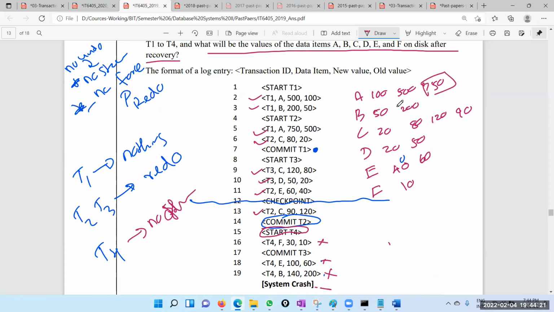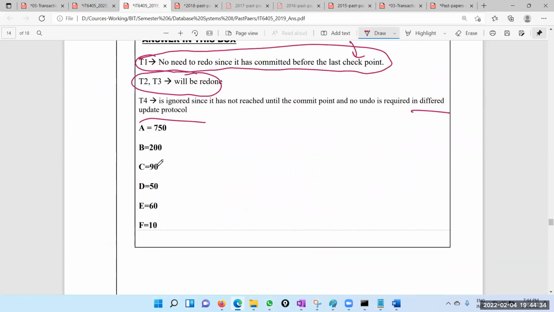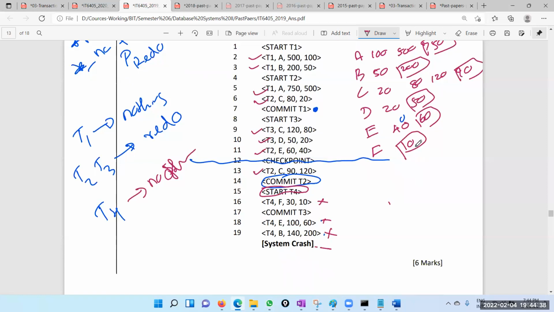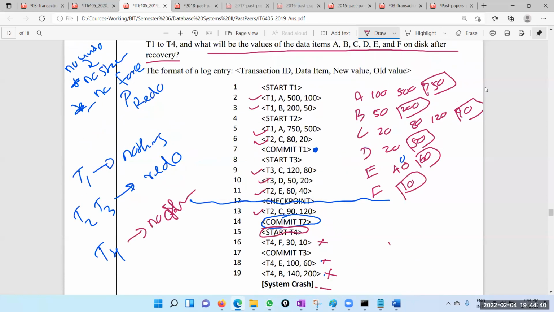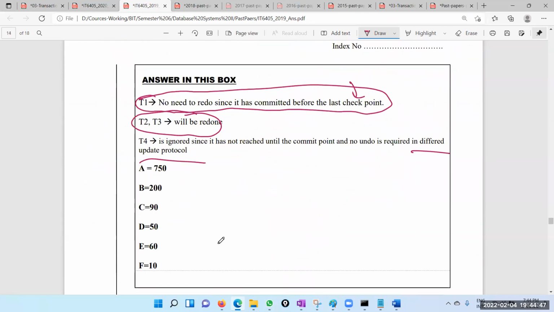So therefore the final states will be 750, 290, 50, 60, 10. Correct. Right? 750, 290, 50, 60, 10. So those are the final values. Right? So that is how you do it. Any questions?